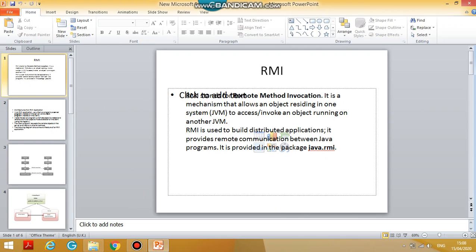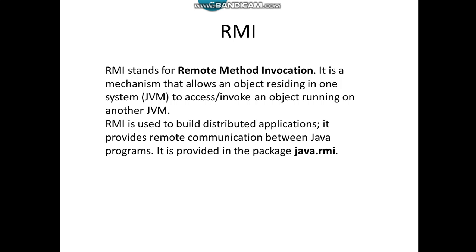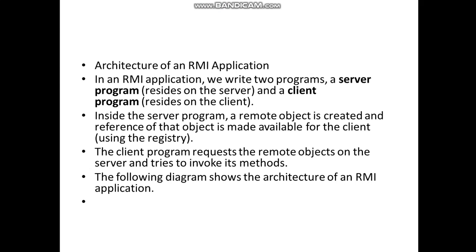Hello friends, today in this video I will discuss what RMI is, with one example. RMI, Remote Method Invocation, is a mechanism that allows an object in one system to access an object running on another system. RMI is used to build applications that provide remote communication between Java programs, using the Java RMI package.